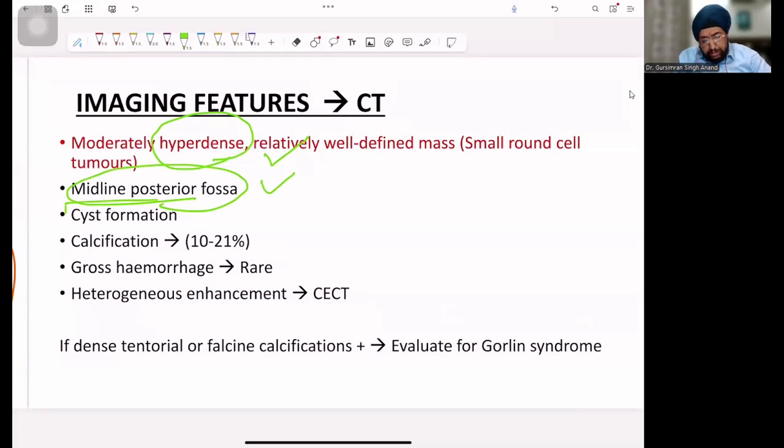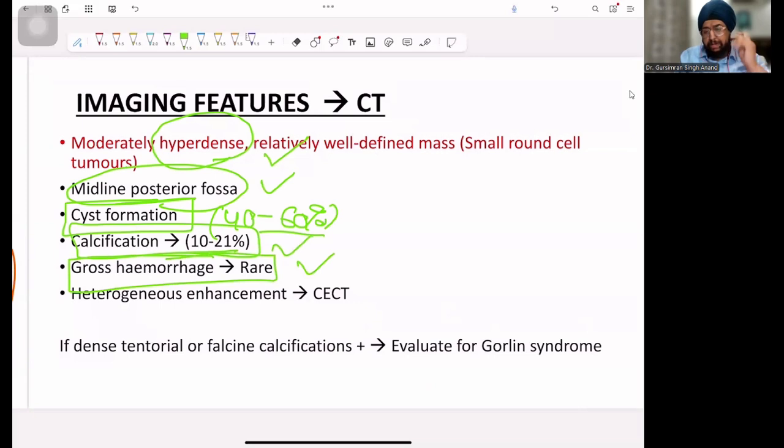Cyst formation is common, seen in about 40 to 60% of the cases. Calcification is uncommon, seen in only about one third of the cases. Hemorrhage is very rare. You will almost never see a hemorrhage in cases of medulloblastoma. And CECT will obviously show you heterogeneous enhancement.